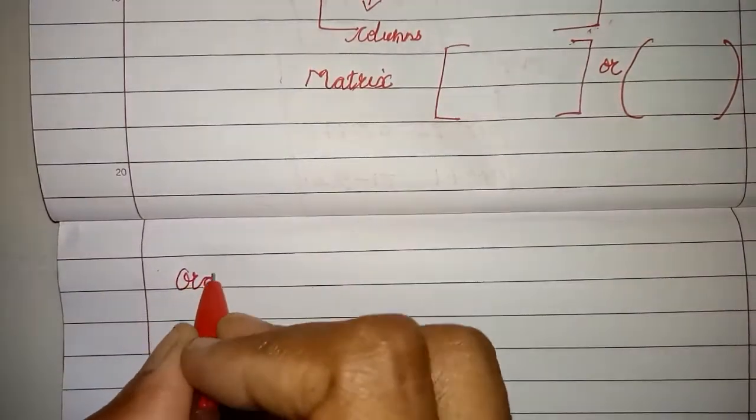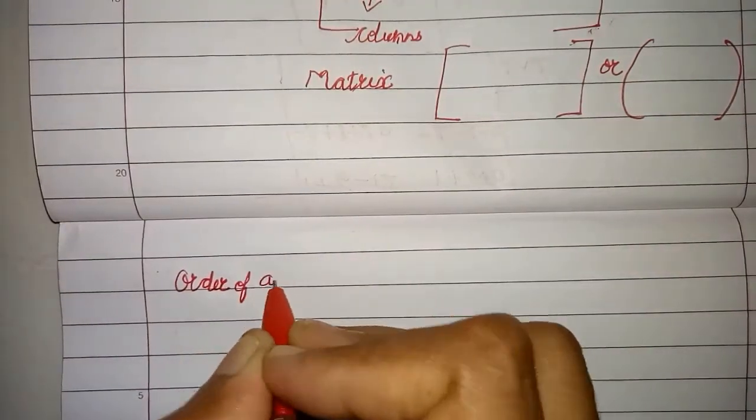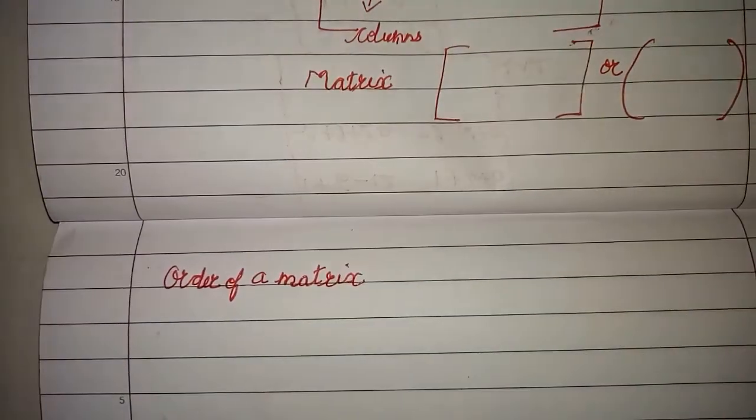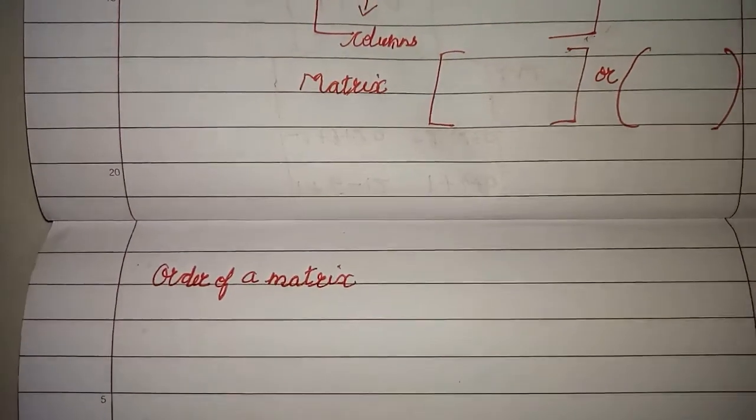So the next important concept you should know of a matrix is nothing but, children, order of a matrix. What do you mean by order of a matrix? Okay, now let us understand through this example only.